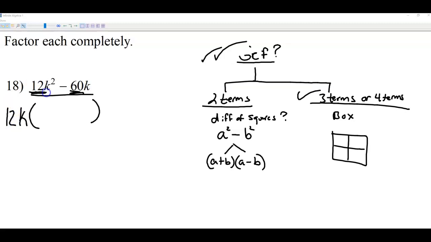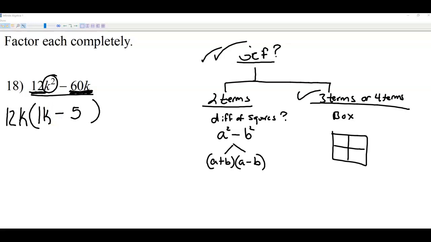So if I divide 12 by 12, I'm left with 1. If I divide 60 by 12, I'm left with 5. And if I take 1k out, since this one had 2 k's to begin with, if I take 1 away, it's just going to have 1k. And since this one only had 1 anyway, if I take its k out, then it won't have any more. And so there's my answer.